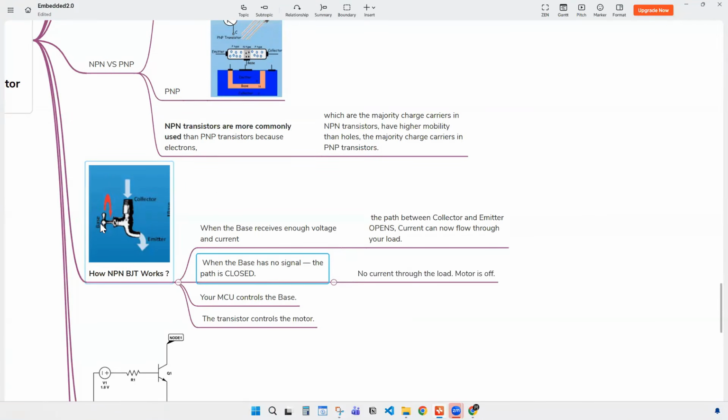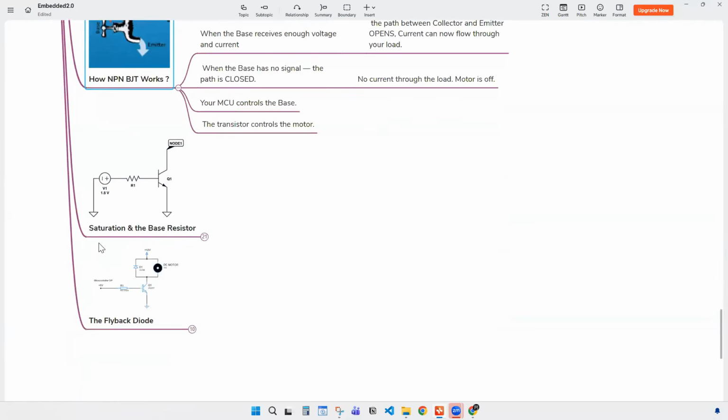When the base has no signal, if you don't pass any electricity here, then no current flows through the motor, so it is in the off position. Now, who controls the base? The base pin is controlled by the microcontroller. So the transistor which controls the motor has its on and off state controlled by the base pin, which is connected to the microcontroller.